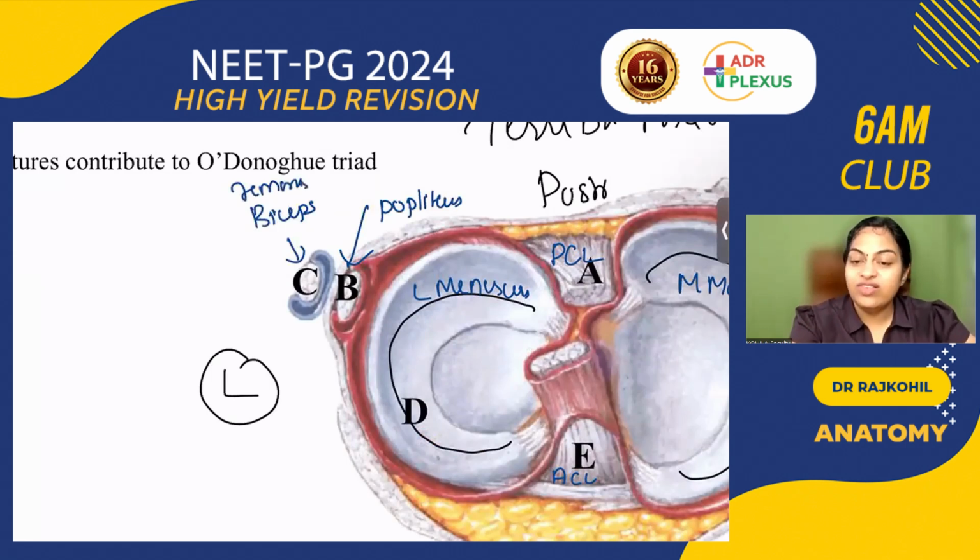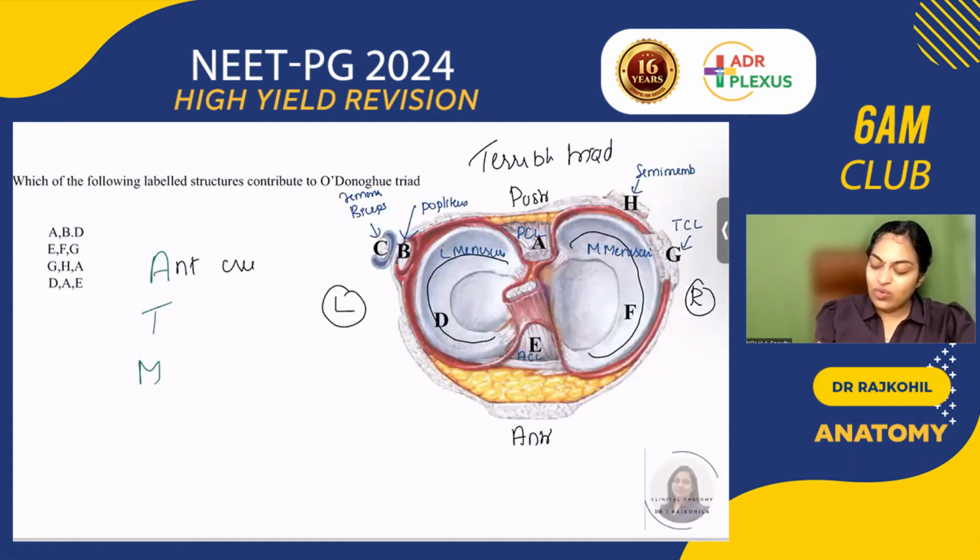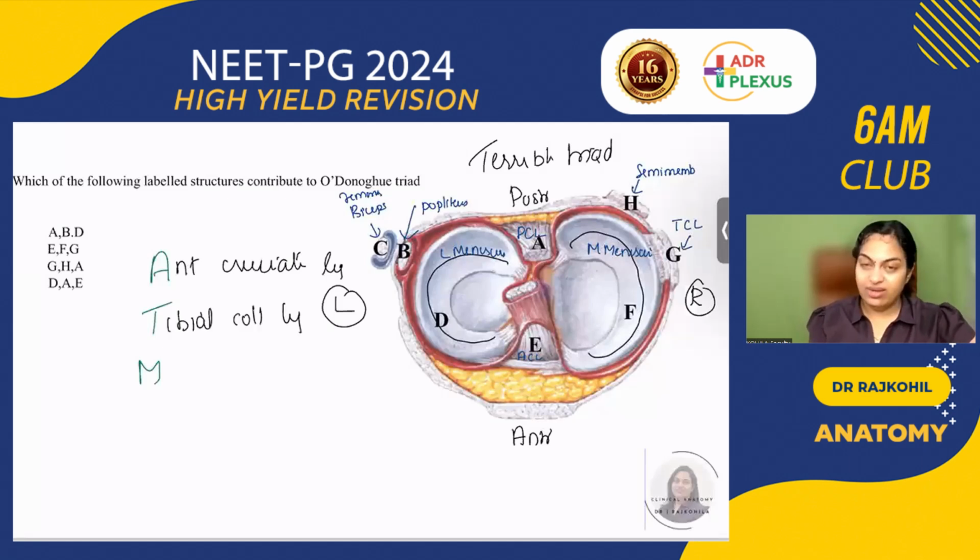Excellent. Now, what are the structures involved in the unhappy triad, terrible triad of the knee? I remember it as ATM. Yes, you'll never forget it. The anterior cruciate ligament, the tibial collateral ligament or the medial ligament of the knee, and the medial meniscus. Right? Read about the bursae related to the knee joint also.